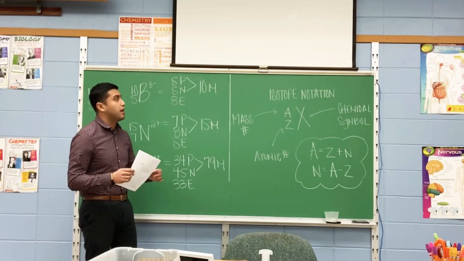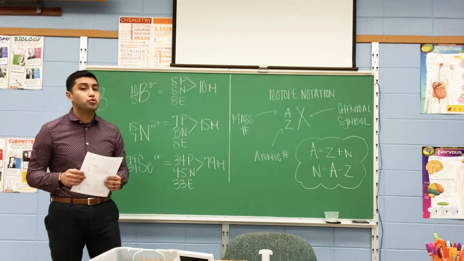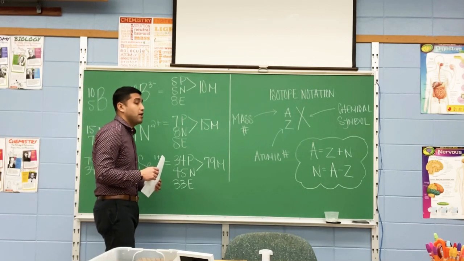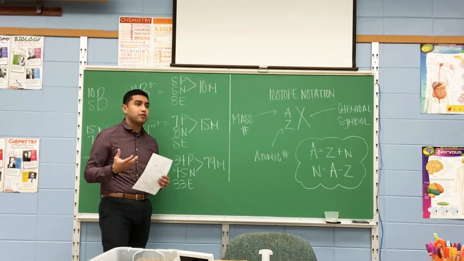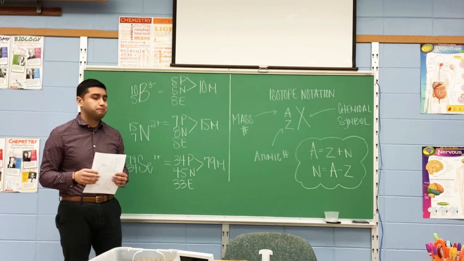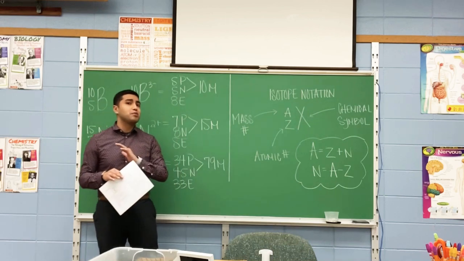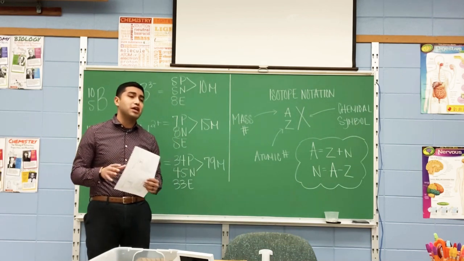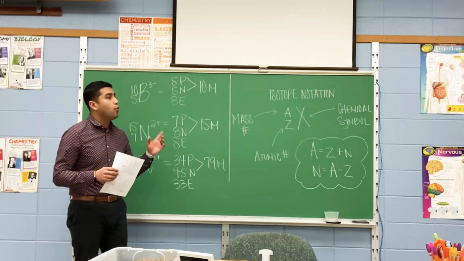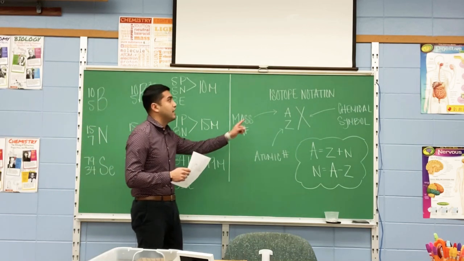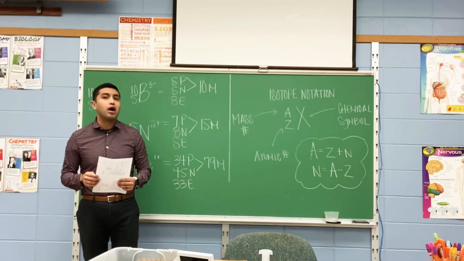Then we learned yesterday about isotopes. Isotopes are defined by the number of neutrons. So isotopes are basically a different version of the same element. It's still the same element. It still has the same number of protons no matter what. An element will never change its number of protons, but it can change its number of neutrons. When it changes its number of neutrons, that is called an isotope.